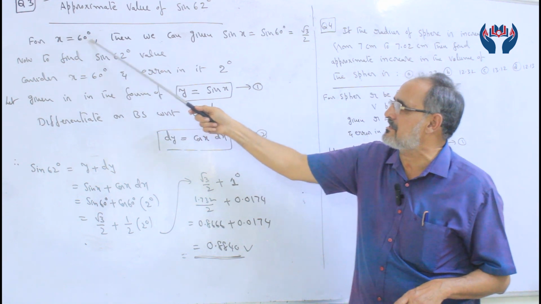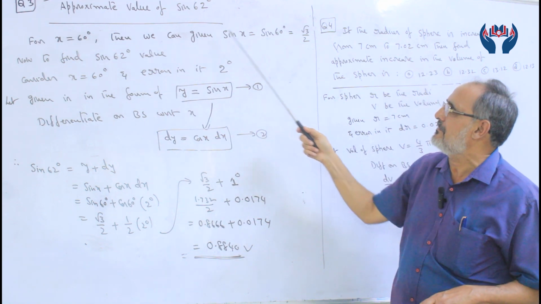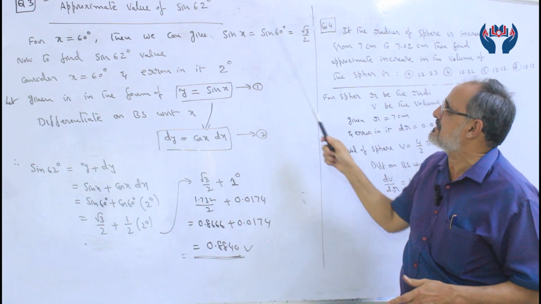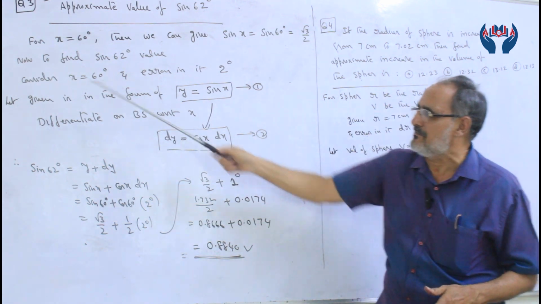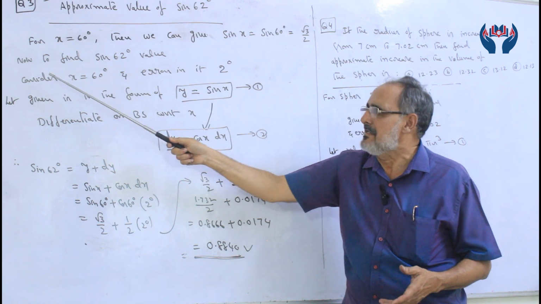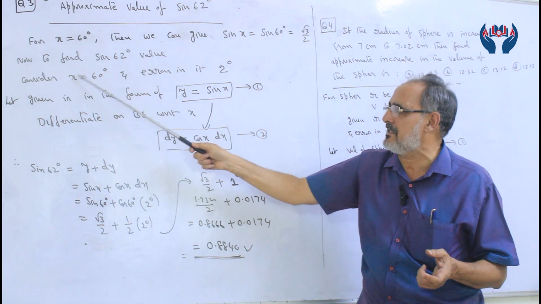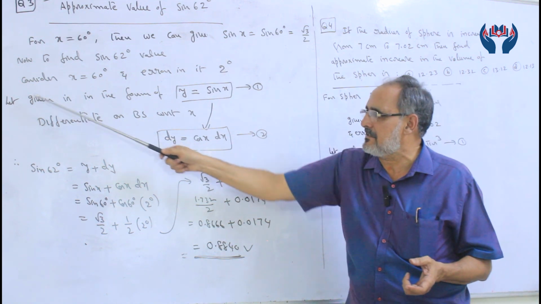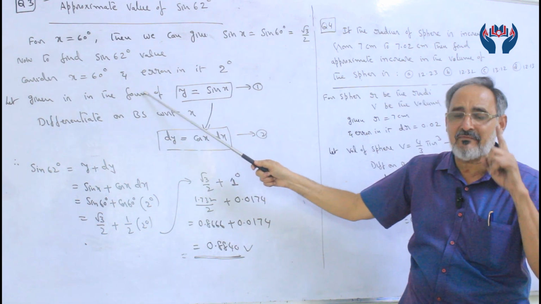So for x equal to 60, we can give sin x, and sin 60 is root 3 by 2 value. Now to find sin 62 value, consider x is a known value 60 and the error in it is 2 degrees. Let given is in the form of previous two cases.